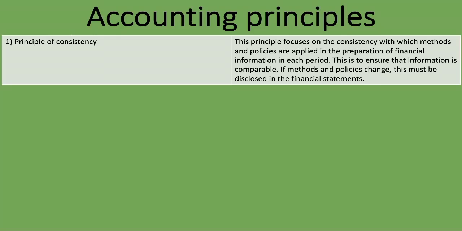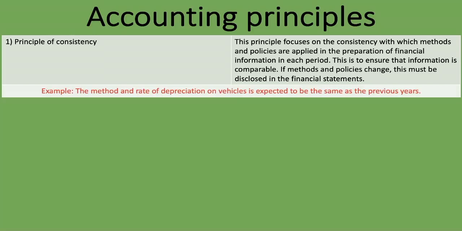What is an example of the principle of consistency? Well, here it is. The method and rate of depreciation on vehicles is expected to be the same as in previous years. So we know what depreciation is, the value of assets going down. The method that is used and the rate that is used to depreciate vehicles, for instance, should be the same from one year to another.